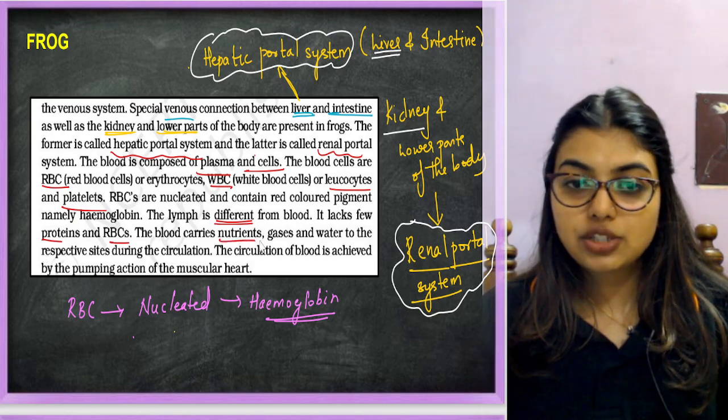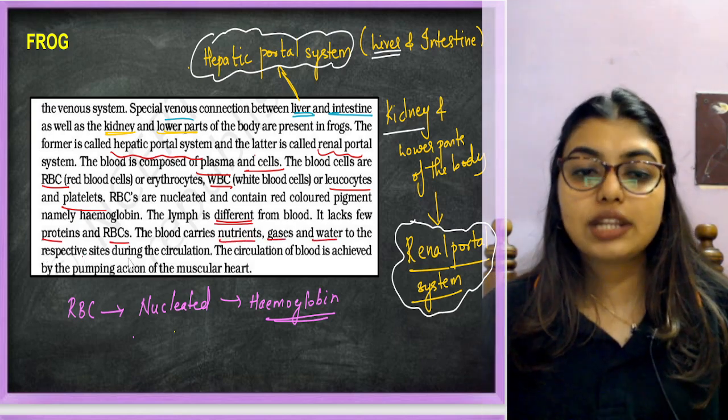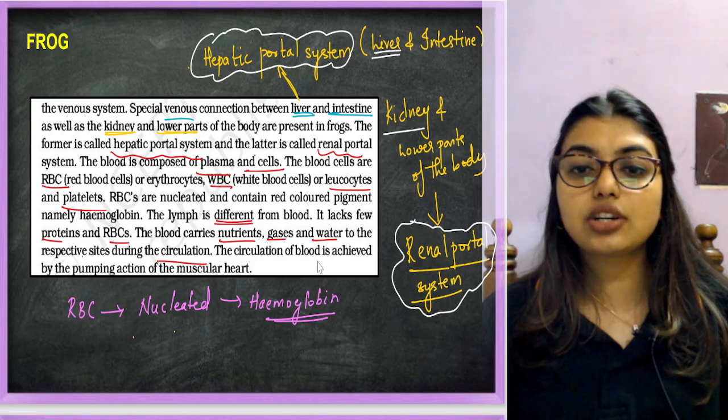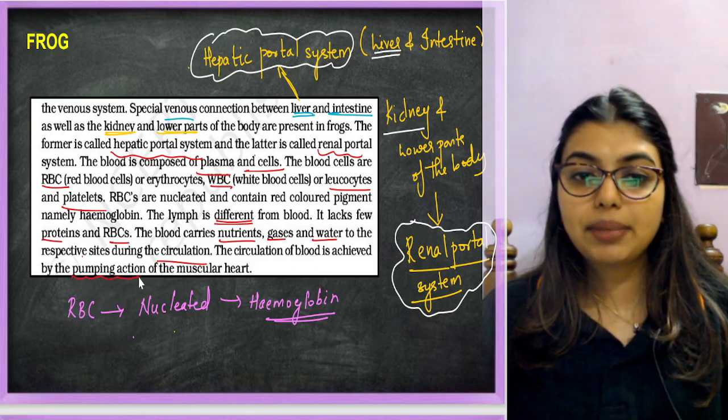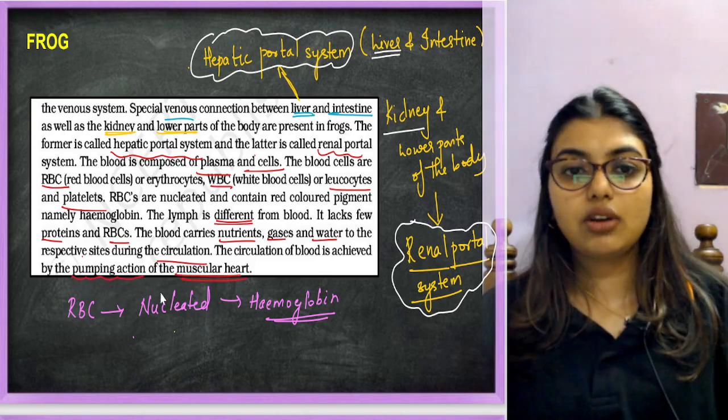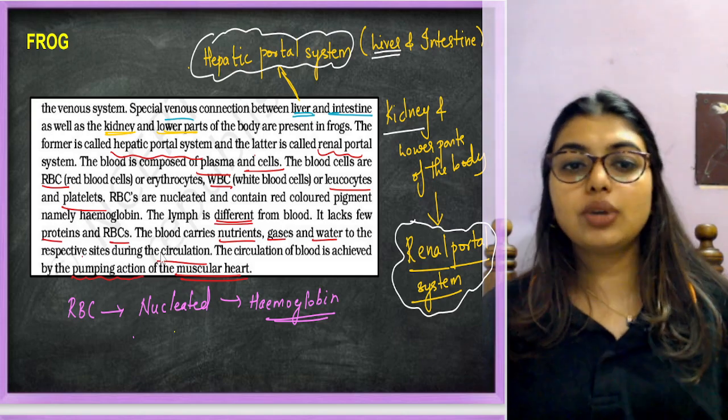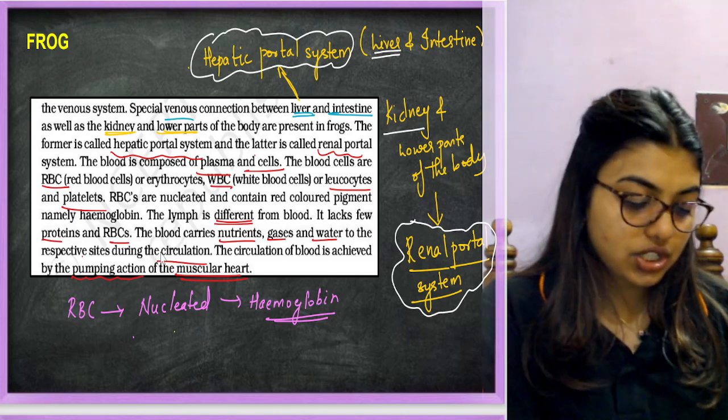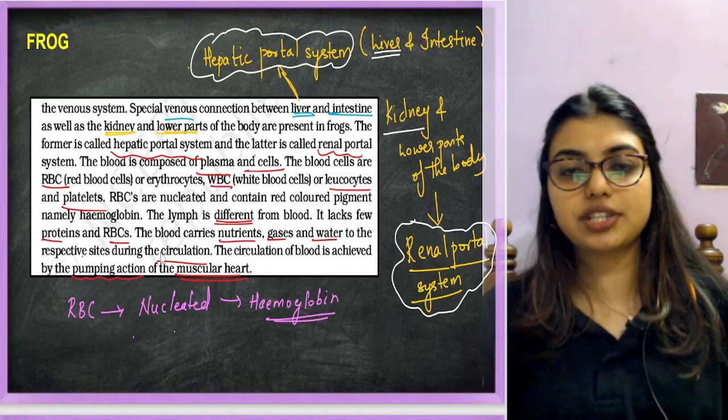Now the blood carries nutrients, gases, and water to the respective sites during circulation. The circulation of blood is achieved by the pumping action of the muscular heart. Okay, pumping action of the muscular heart. So in this paragraph, what all did you study? Let's go revise the entire circulatory system.